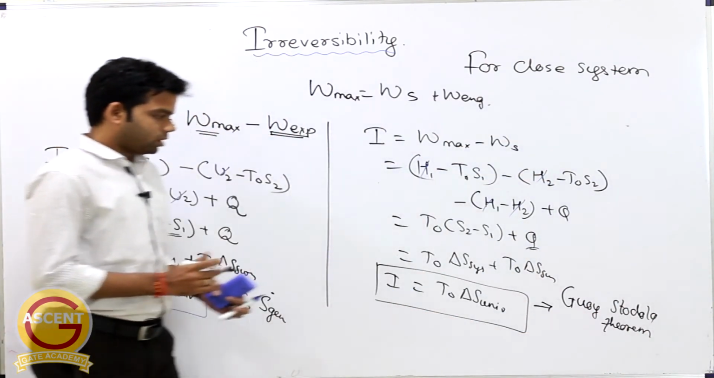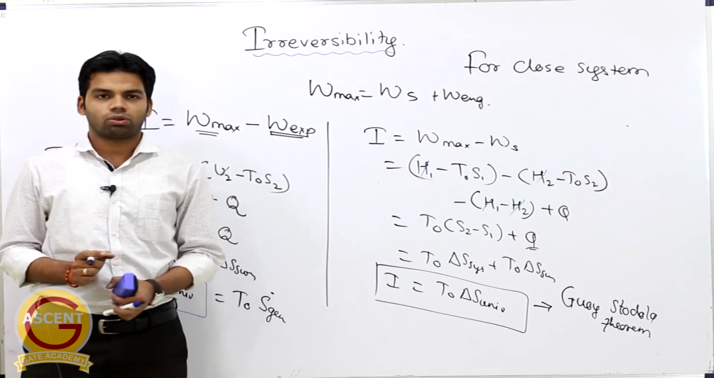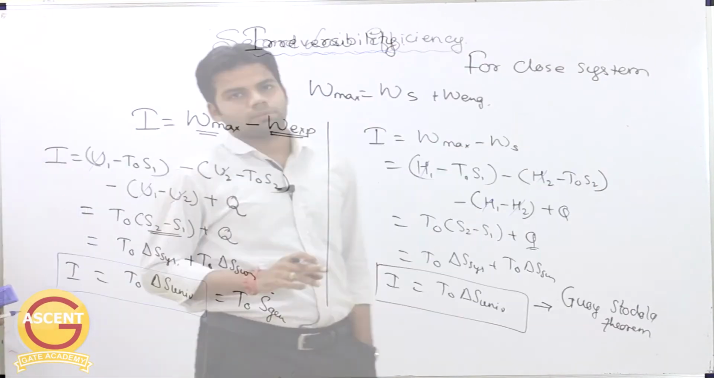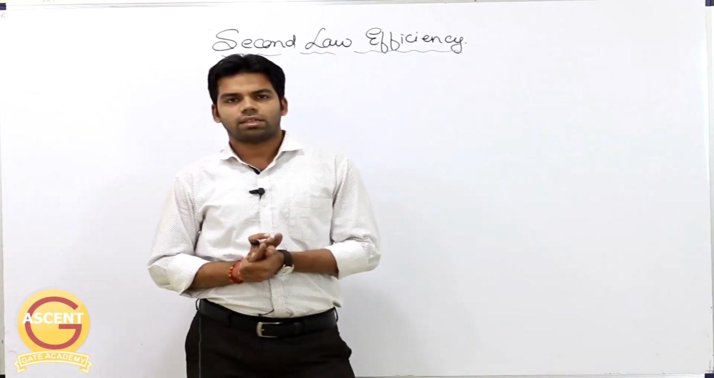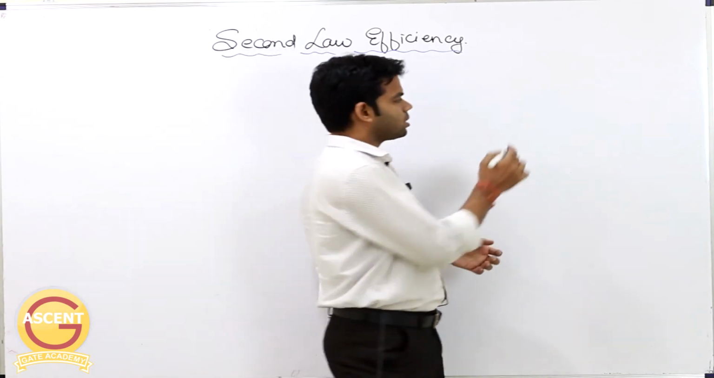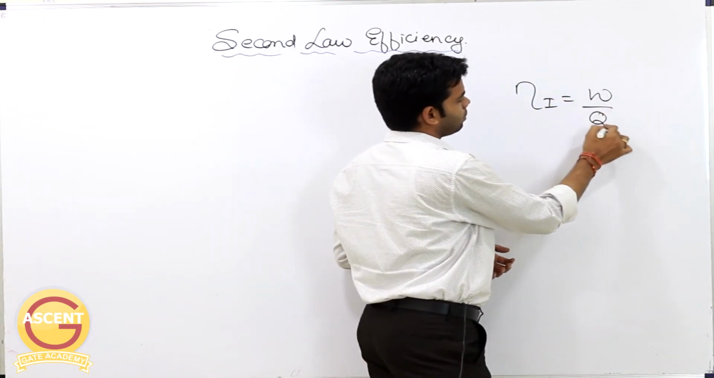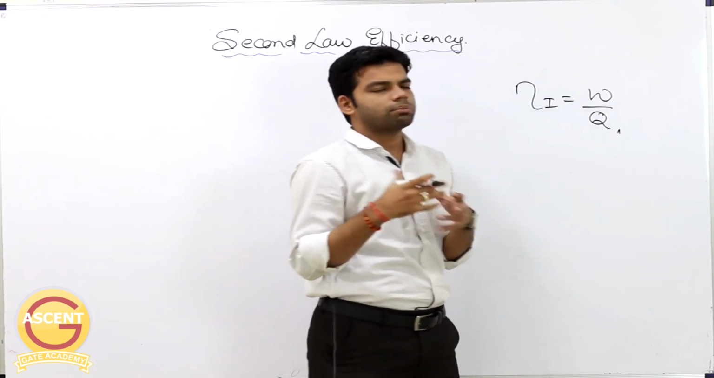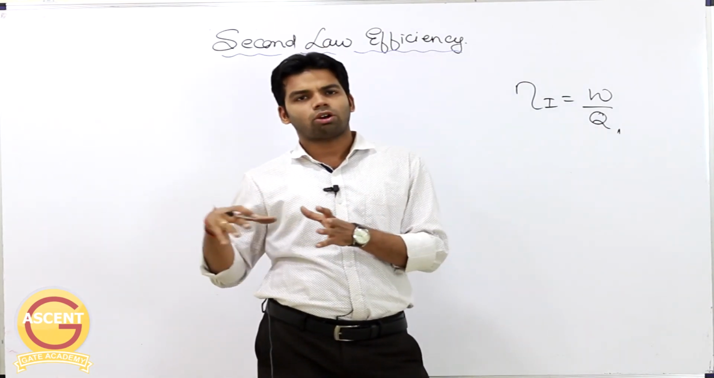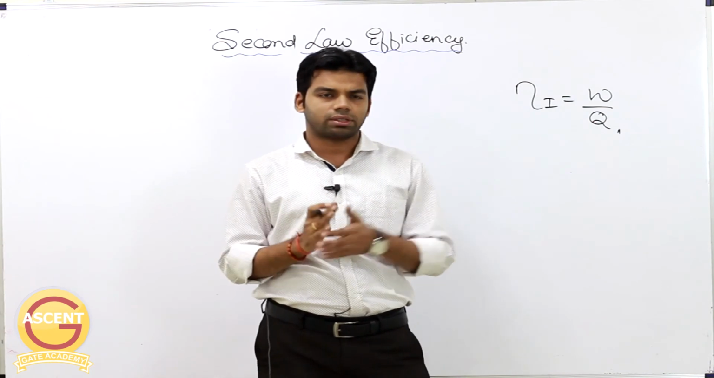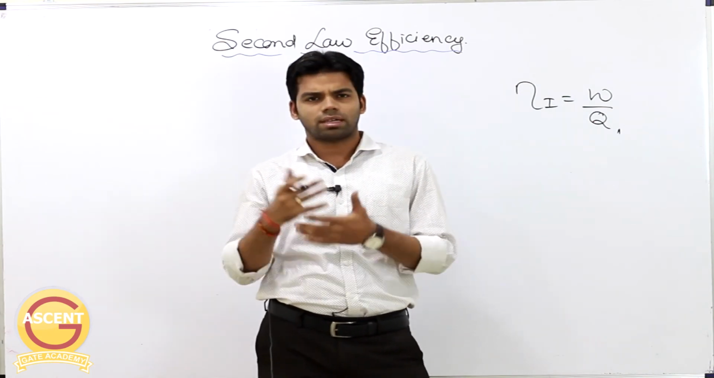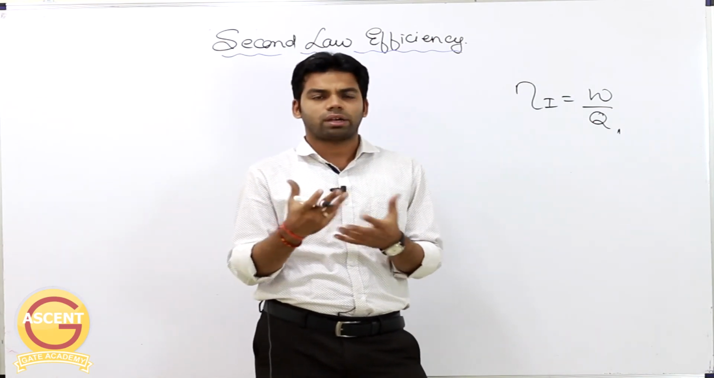Irreversibility is equal to T naught into del S universe. This is nothing but Gouy-Stodola theorem. Clear or not? Next is the second law efficiency. Now we have seen what the first law efficiency was. First law efficiency we had defined as work done by Q1. That means how much total heat we are providing, and out of which how much amount of work is getting delivered. This was first law efficiency, and as we know, first law is concerned with the quantity.